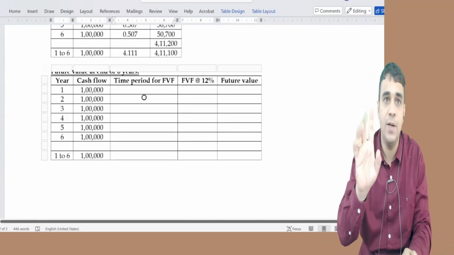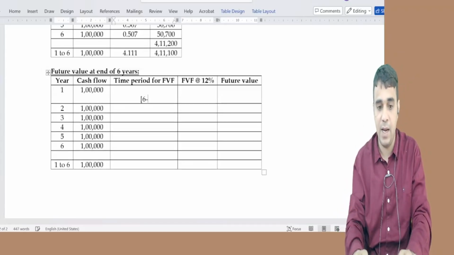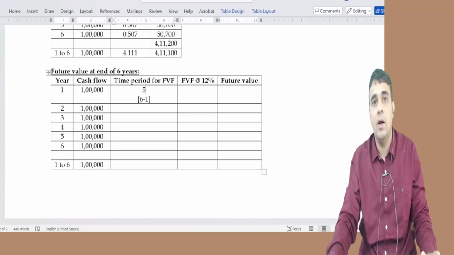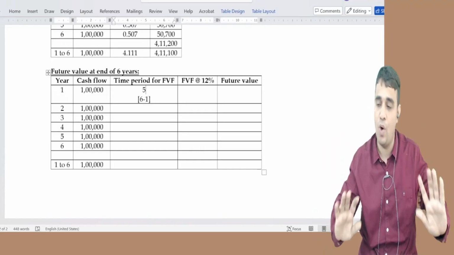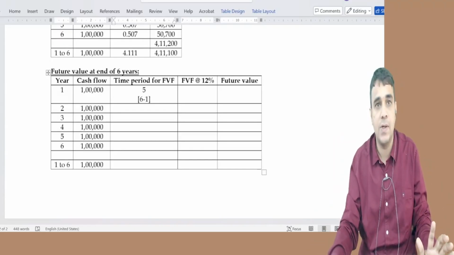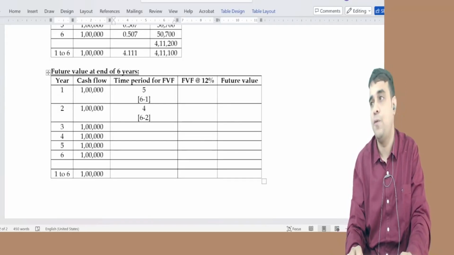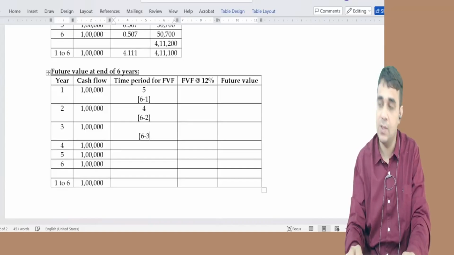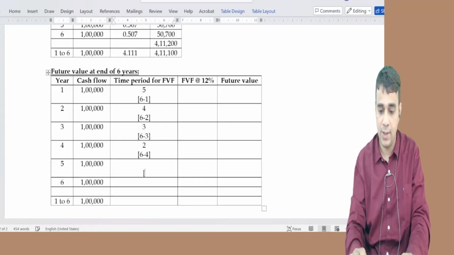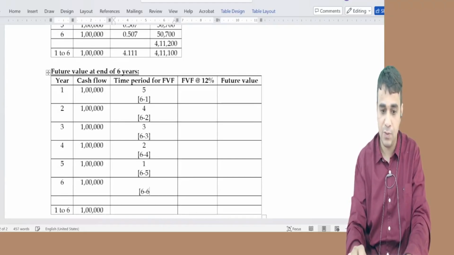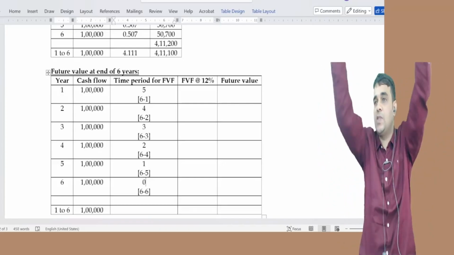Listen, first year you invest. This is 6 minus 1, 5-year compounding. Don't write anything because I am not going to do a question today. I just want to discuss the concept. 6 minus 1, 5. Next is 6 minus 2, 4. Next is 6 minus 3. Next is 6 minus 4. Next is 6 minus 5, 1. And last is 6 minus 6, 0. 6 minus 6 means no compounding on that.